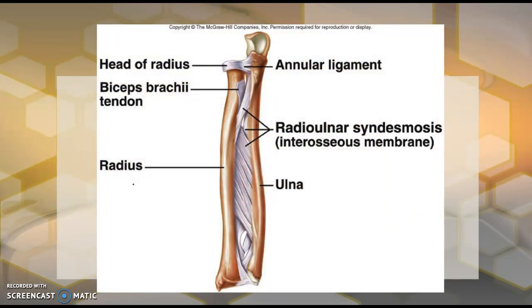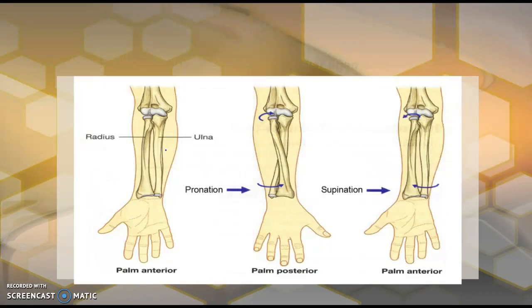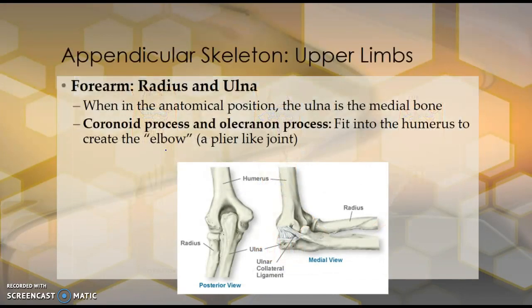Okay, so here is our radius and our ulna. We're talking about the radius first, and you can see that they're connected by this nice membrane here. And this is really cool. A lot of people don't know this happens, but when you turn your palm over and you rotate your arm, the radius and the ulna actually cross over. Little fun fact of the day.